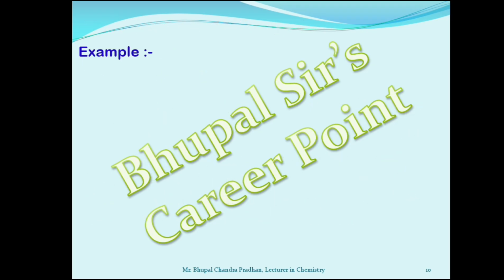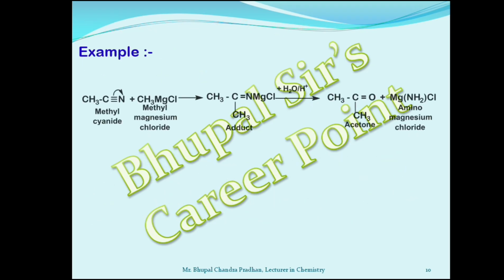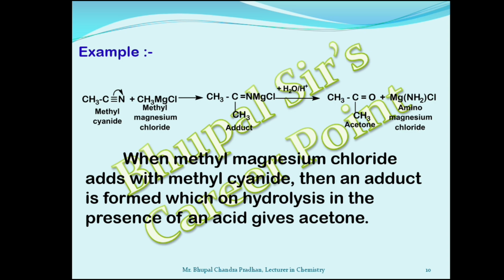Now come for an example. Let us take CH3 in place of R. Then whenever methyl cyanide adds with Grignard's reagent, that is methyl magnesium chloride, then an adduct is formed, which on acidic hydrolysis gives us acetone and amino magnesium chloride. When methyl magnesium chloride adds with methyl cyanide, then an adduct or addition product is formed, which on acidic hydrolysis in the presence of an acid gives acetone.